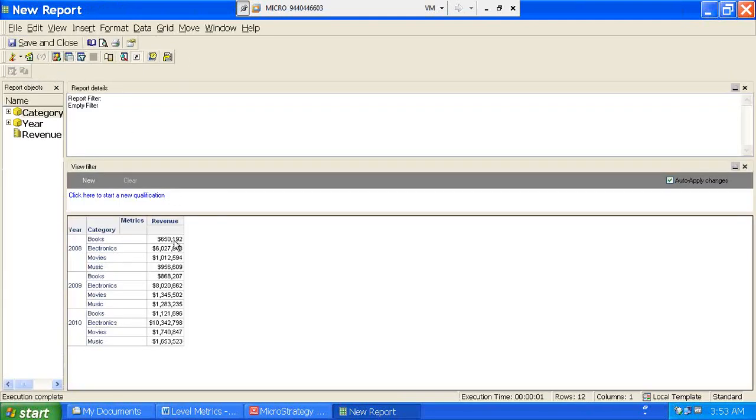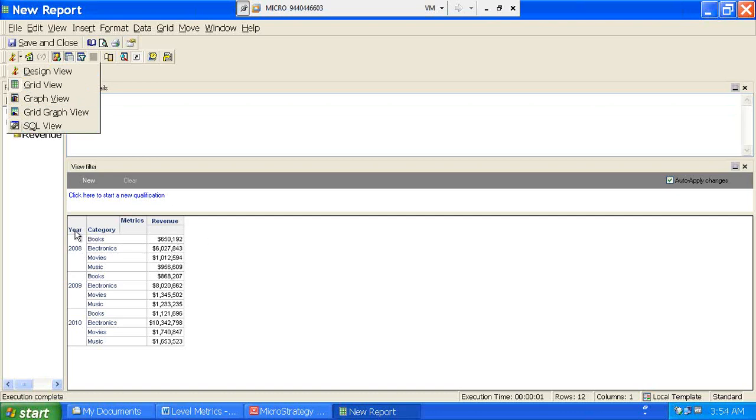Now see, again the values are looking different. Now this is for 2008 books. This is for electronics in 2008, movies. Again for books, electronics, movies in 2009, different values. Okay, so again it is giving the data year wise, category wise, but displaying category wise.